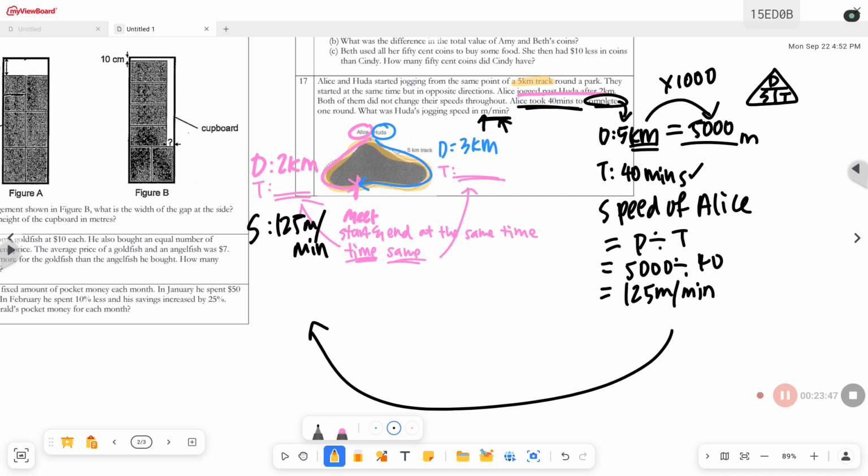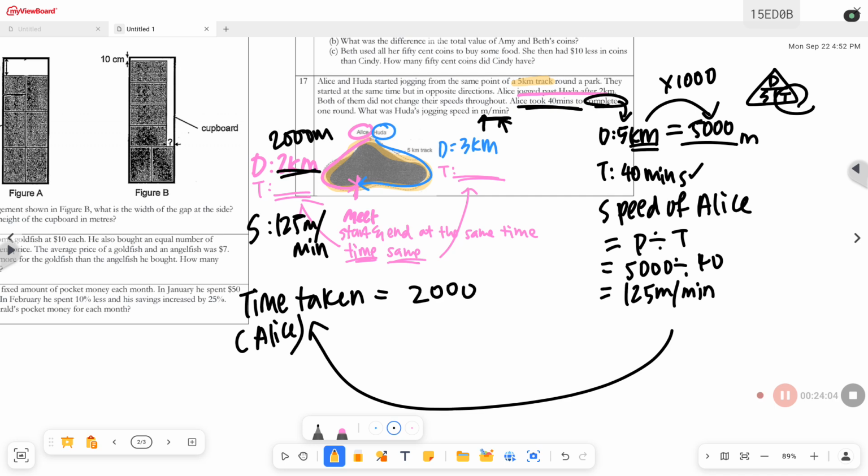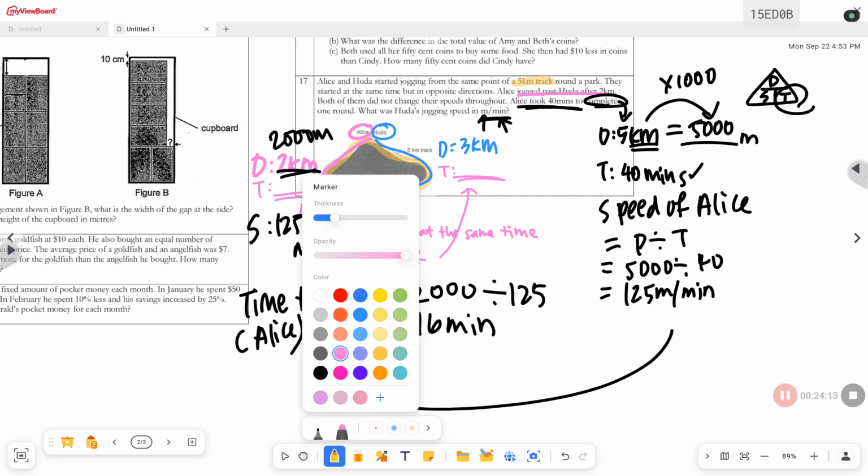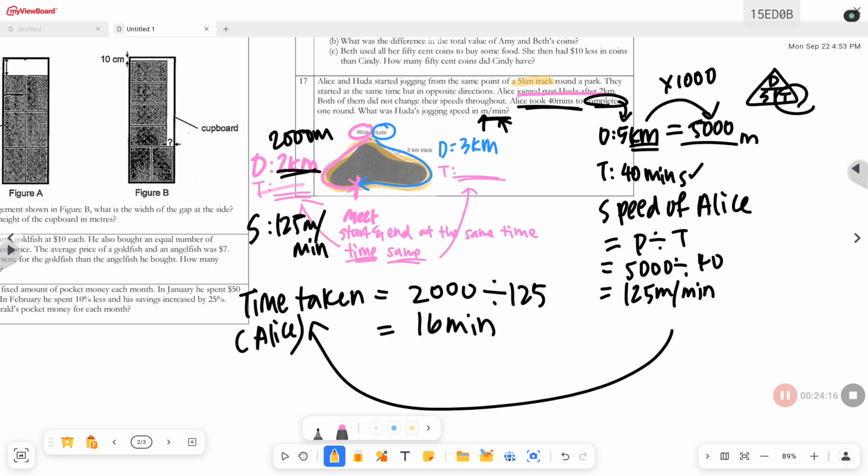So do you think you can find the time that she takes already? Yes. So the time taken by Alice: to find the time is D divided by S. D divided by S means 2,000 meters. Be careful, this must be 2,000 meters. Divided by the S, 125, and that will give me 16 minutes. Remember just now, we went through that concept: because they meet, meet means the time is the same. So Alice's time is 16 minutes, which means Huda's time is also 16 minutes, right?